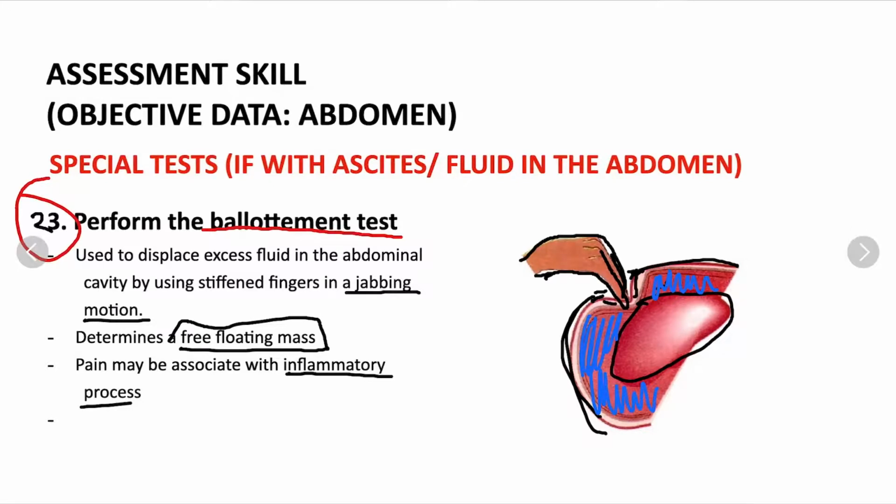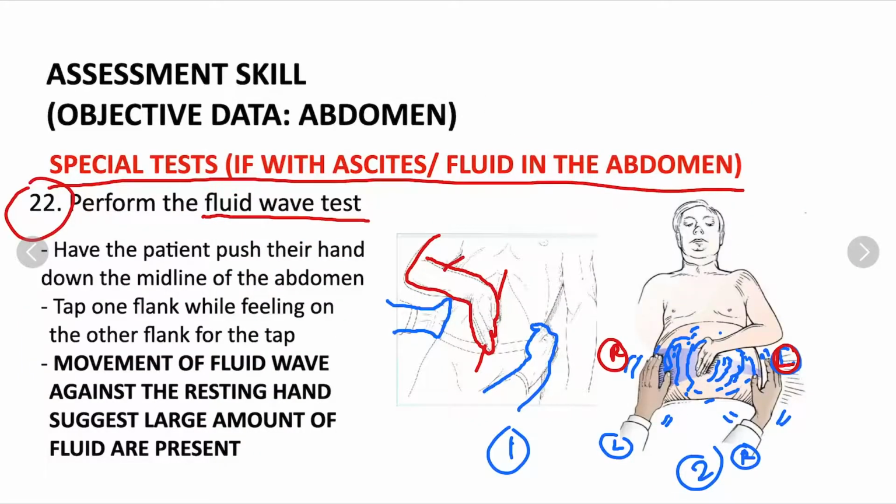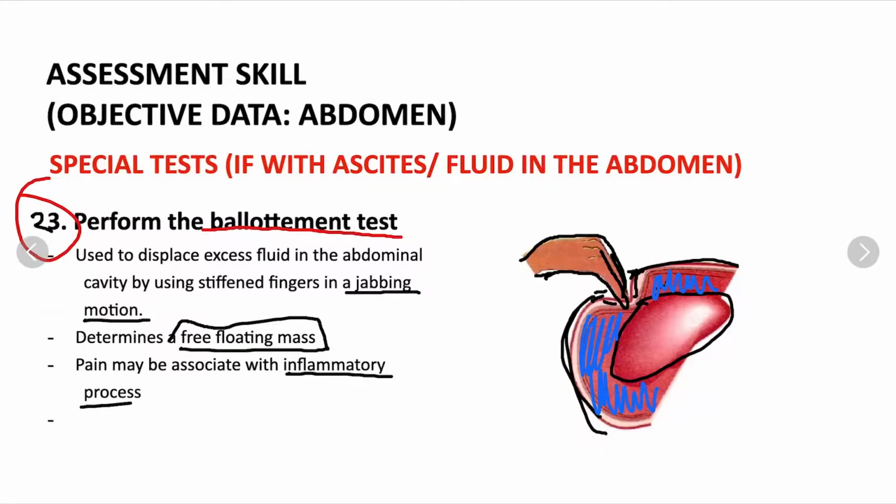So, again, let me emphasize, 21 to 23 from your checklist would not be performed because if you have normal abdominal findings without any fluid, you would be skipping the test. Sir, what will we do in the assessment or return demonstration? Just say that I would be skipping the shifting dullness test. I would be skipping also the fluid wave test and also the ballottement test because there is no presence of abdominal fluid or ascites in my patient. So that's what you're going to say in the return demonstration.